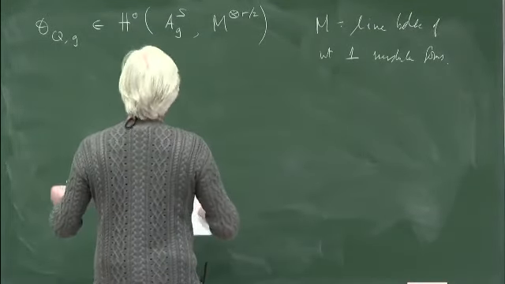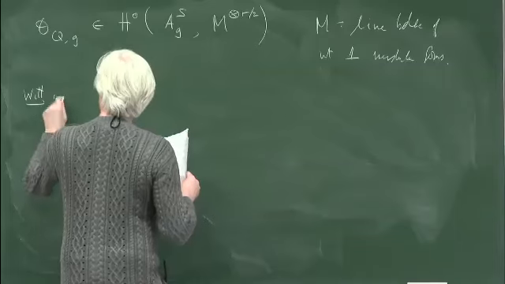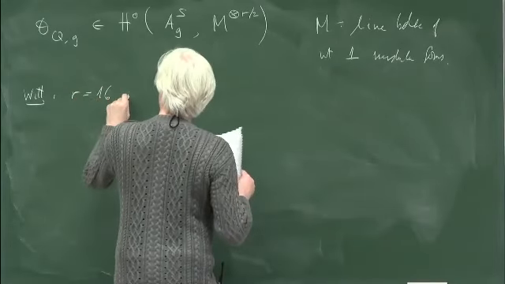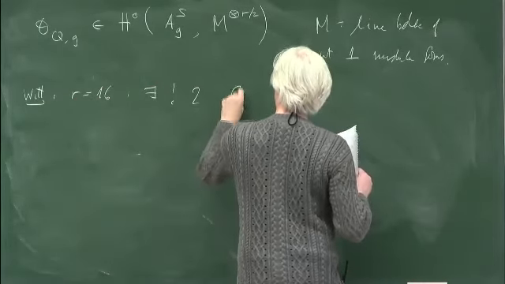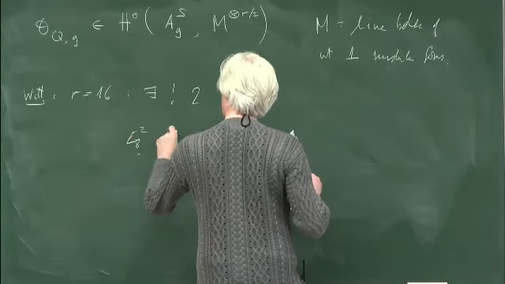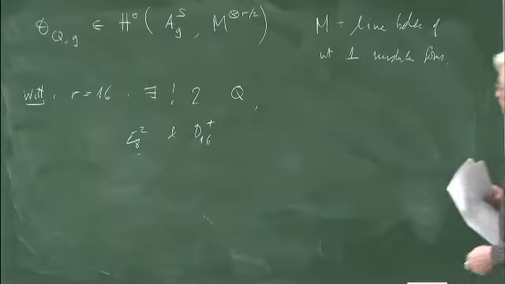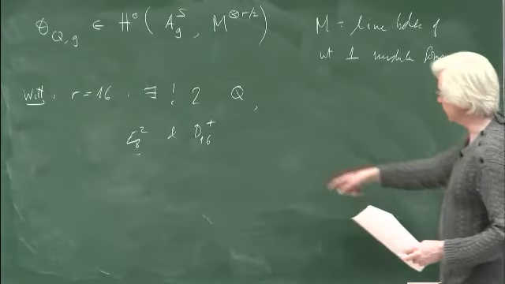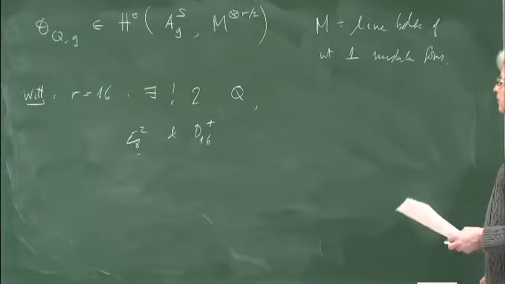Okay. So if r is equal to 16, it showed that there exist exactly two quadratic forms Q, namely E8 plus E8, and something else which is a little bit bigger than the root lattice D16. So D16+ indicates that it's a little bit bigger than D16.